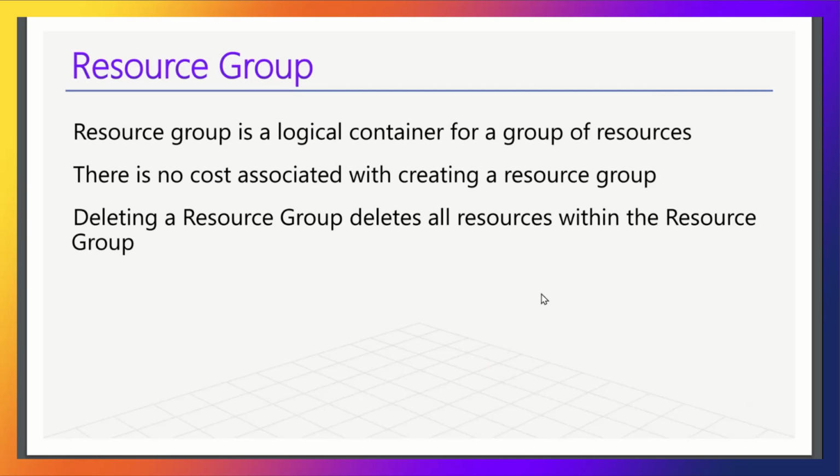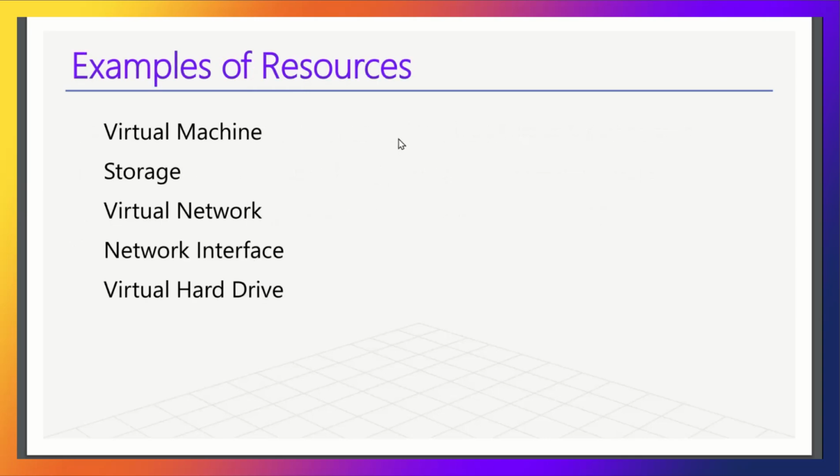And resource groups, there's no cost associated with them, so they're free. Deleting a resource group deletes all resources within the resource group. So it makes it a nice, easy way to manage your resources. And inside a resource group are different resources. So we have a virtual machine, we can have a storage service, a virtual network, a network interface, a virtual hard drive, an Azure Kubernetes service. So any number of services can be in a resource group.